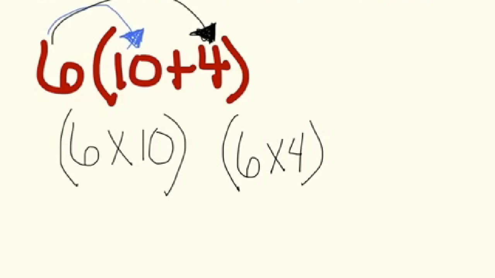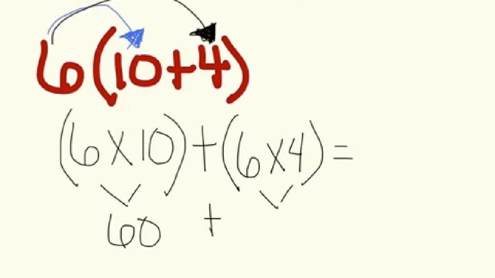Okay, you must keep in mind that there was a sum here before. There was a sum of 10 plus 4. So we still need to keep our sum, and we need to keep that sign right here. That is an example of the distributive property. And let me show you that it works. I will prove to you that it works. 6 times 10, you should know, is 60. 6 times 4 is 24. 60 plus 24 is 84.